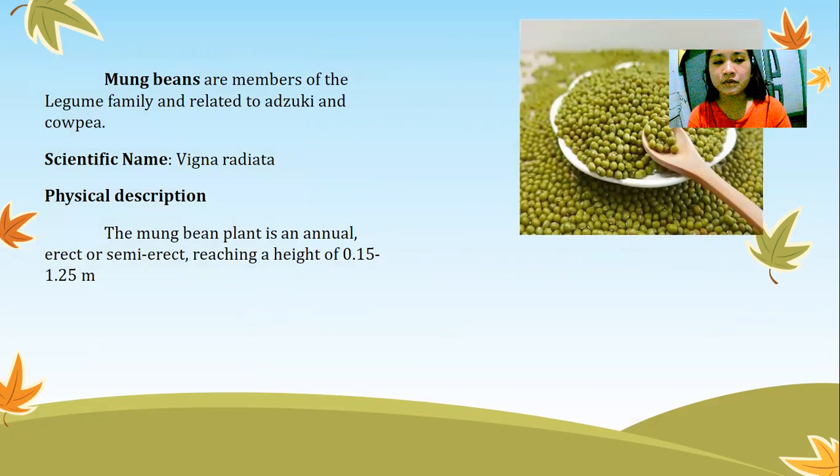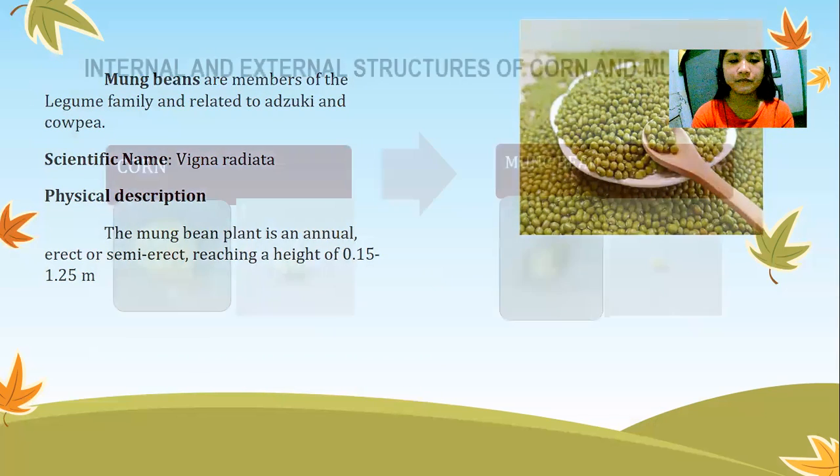For the dicot, I choose mung beans. Mung beans are members of the legume family and related to adzuki and cowpea. The scientific name of the mung bean is Vigna radiata. Physical description: the mung plant is an annual, erect or semi-erect, reaching a height of 0.15 to 1.25 meters.